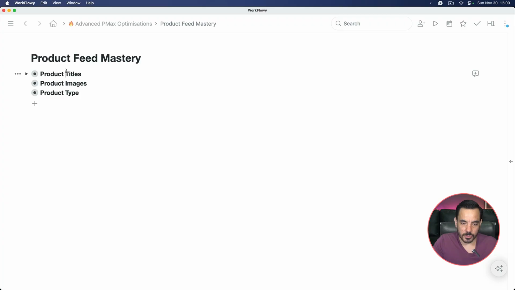And those three things are your titles, your images, and your product type. So get these things right first, and then you can think about optimizing the rest of your feed. But if you're really just going to focus on the three things that matter most, it's these three things.